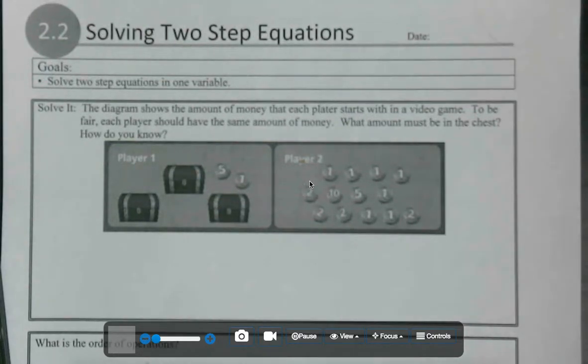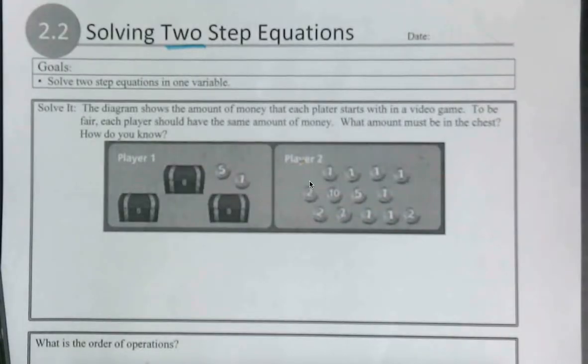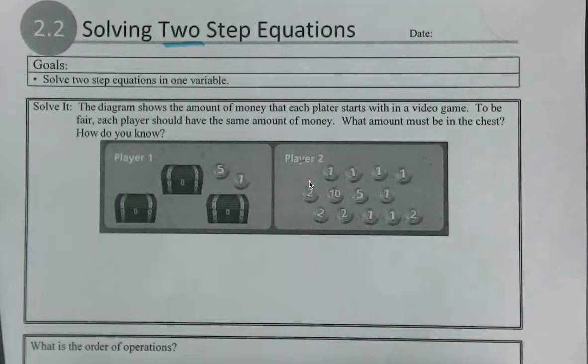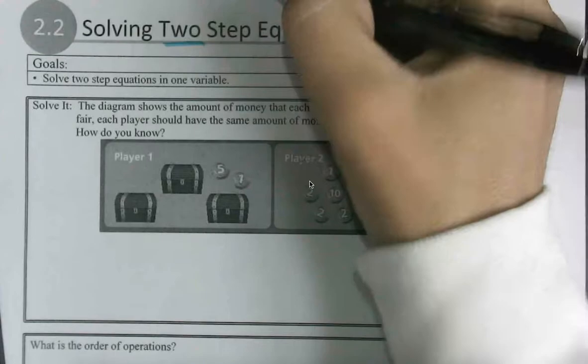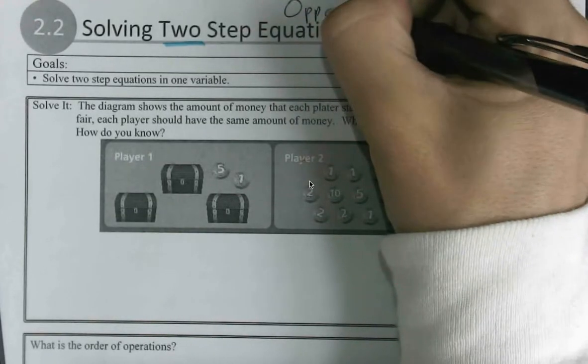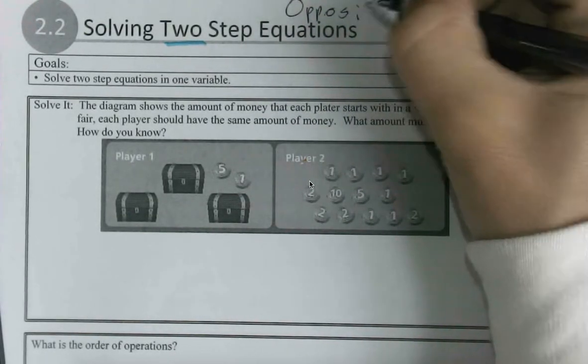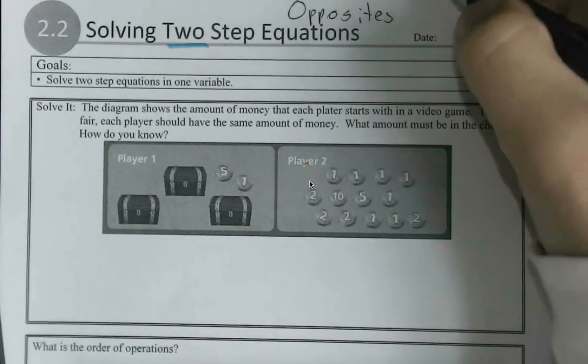So we're back again with 2.2, now solving two-step equations. We started previously in this chapter with the idea that we were working with opposites, an infamous Paula Abdul song. If you want to check that on Google or Spotify, go for it.